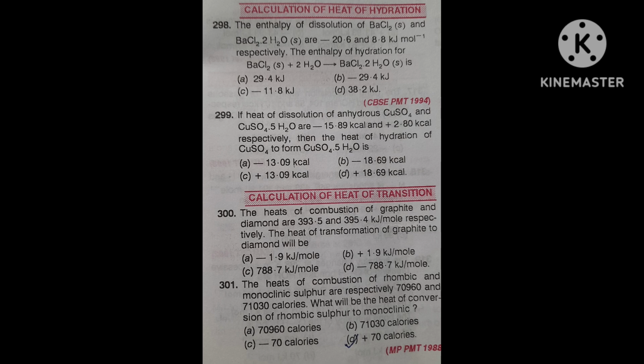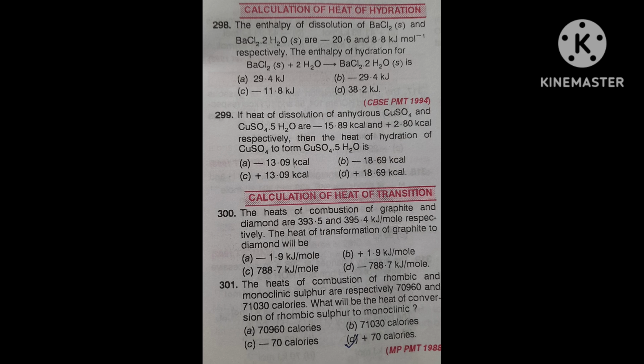Very simple way. 10 milliequivalent on neutralization gives how much heat? x kilojoule. Then for 1, x upon 10, then for 1000, the 10s will cancel: 100 into x kilojoule. That's why the correct answer is minus 100x kilojoule, because heat is coming out, that's why the sign will be negative.